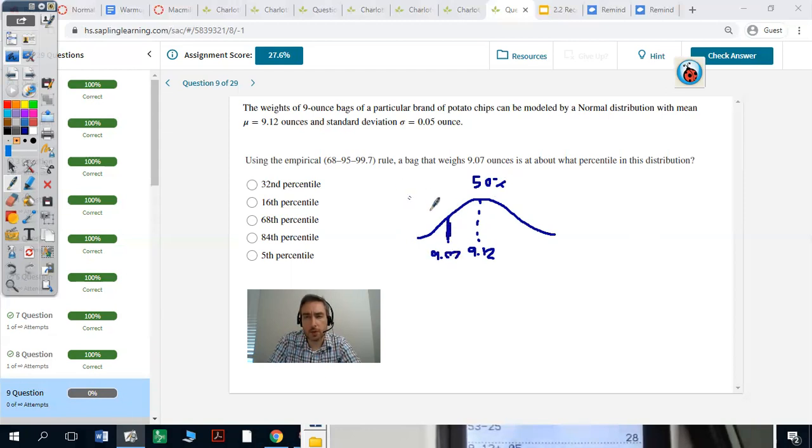So let's think about what the percentages were. This is 34%. So if that's at 50, this percentile would be 50 minus 34. And then that means that 16% of the data is lower than, or at there or lower. So that should be the 16th percentile.